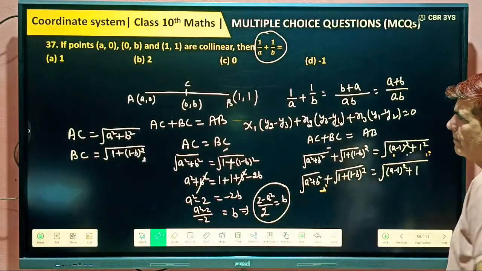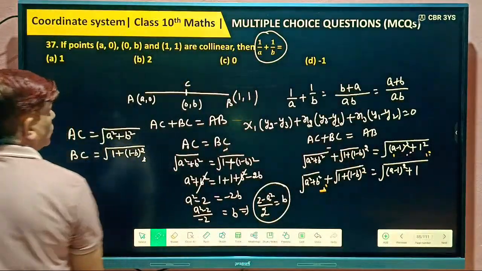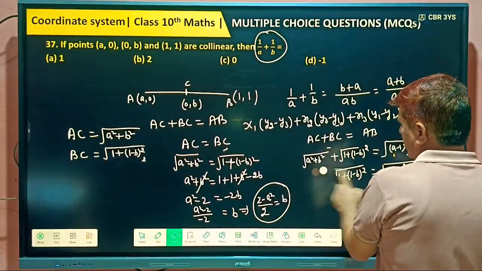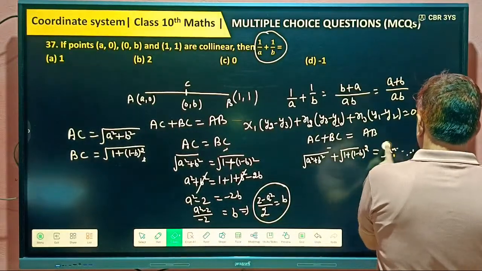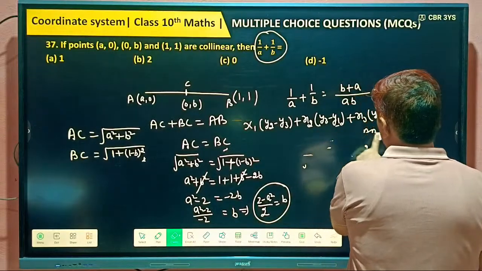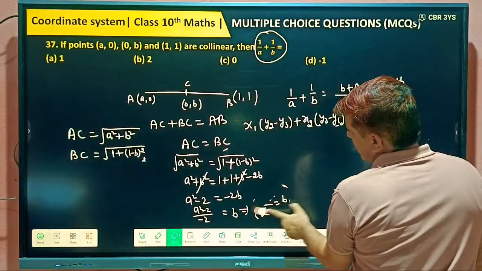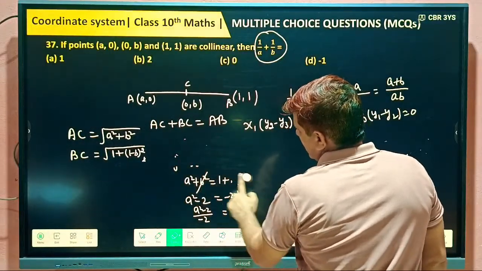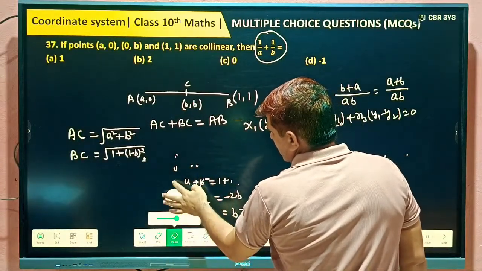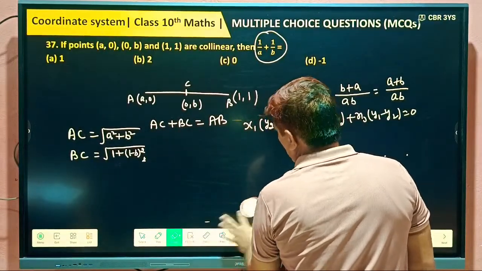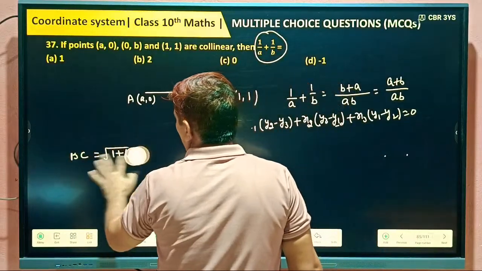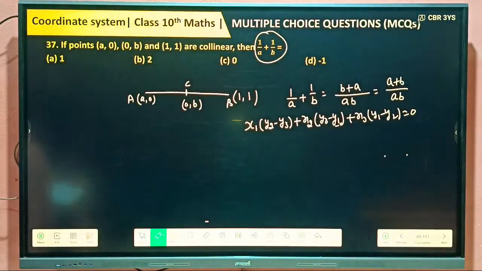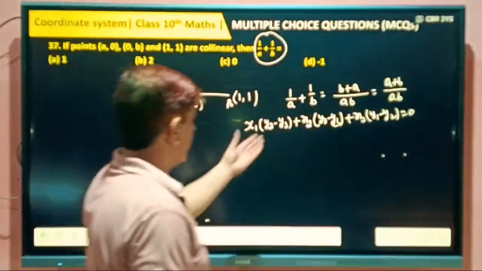A plus B whole square becomes this. So we will tell this by another formula. It also becomes difficult for us. So what will we apply? This formula we will apply, which is given here. So what is this? X1. So we can apply this formula that I said to you.